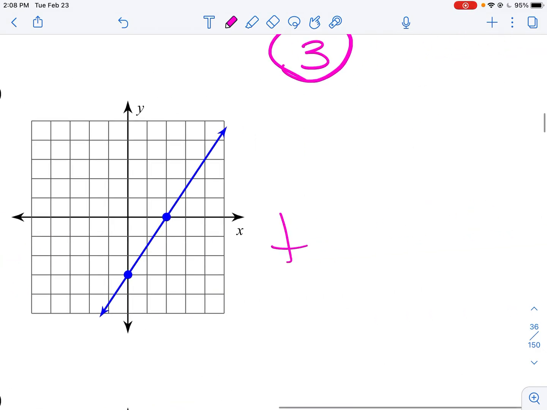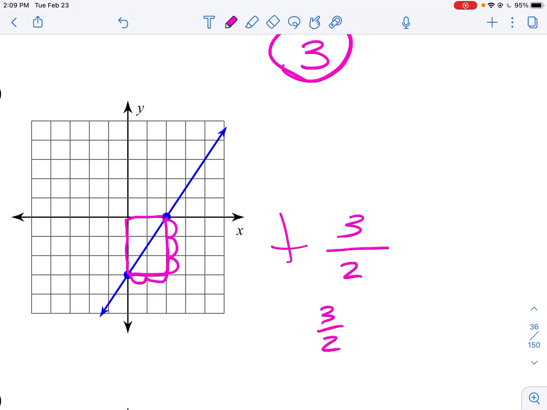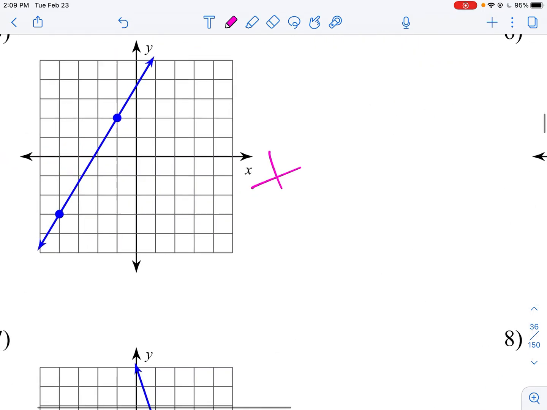Then here, again, I'm going to draw my triangle. Some people may say, well, can I draw the triangle up here? Yes, it doesn't matter at all. Okay, so this is going to go up 1, 2, 3. This is going to go over 1, 2, which is 3 over 2. Okay, next one.